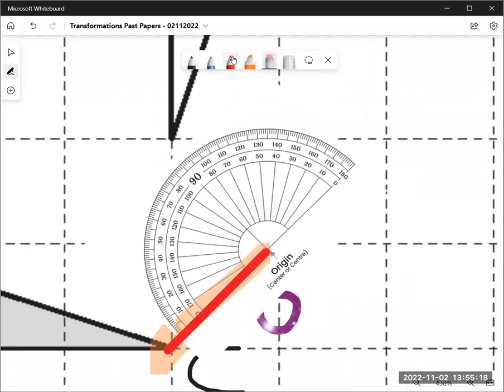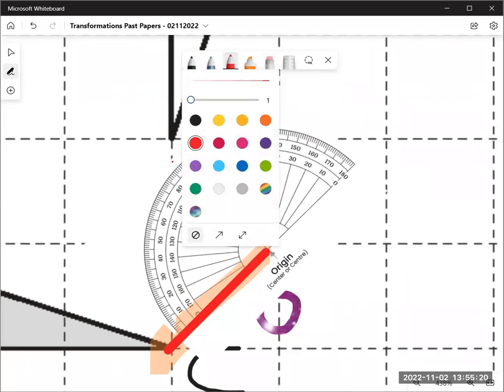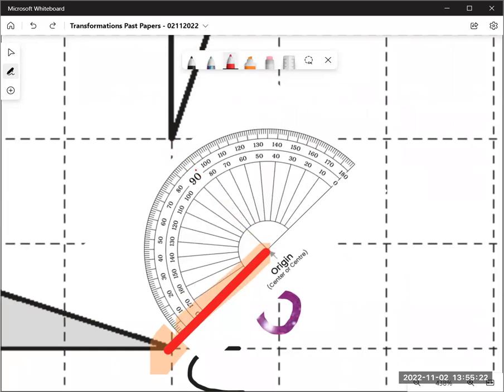Look at the angle. It is exactly 90. The angle is 90 degrees. Just a second.